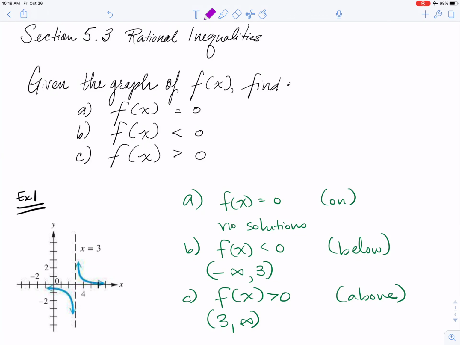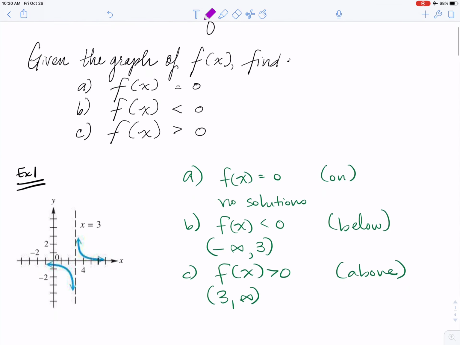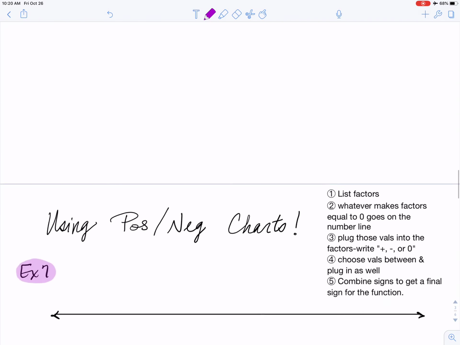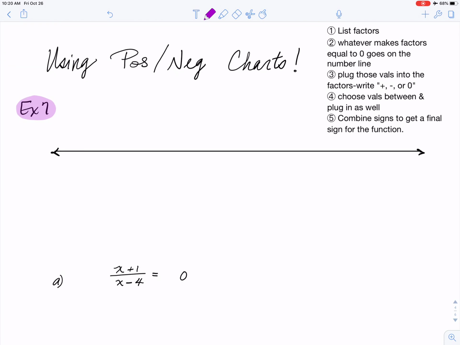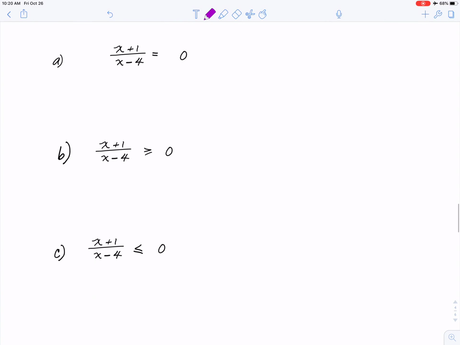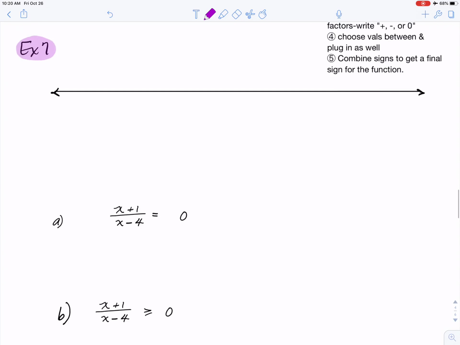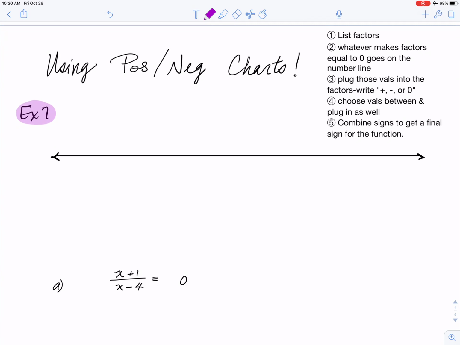Hey folks, so this is the fourth video for this section, and hopefully it'll be a short one on rational inequalities. Go all the way down to where we're going to talk about the number line and using positive and negative charts. Notice that in example 7, parts A, B, and C all use the same function. We're just looking at three different things, whether it's equal, less than or equal to 0, or greater than or equal to 0. We know how to do this with a picture, but we're going to learn how to do this today with a Pos Neg chart.